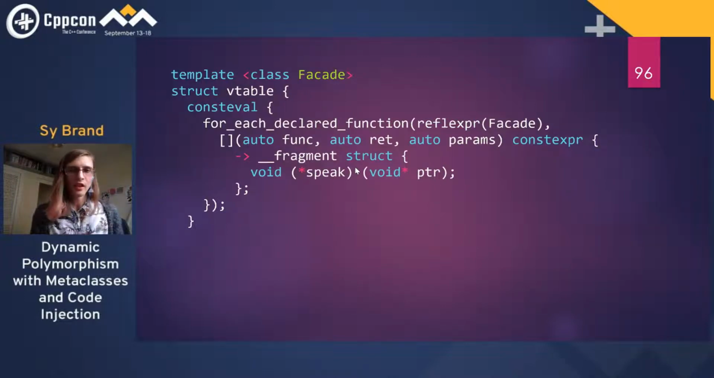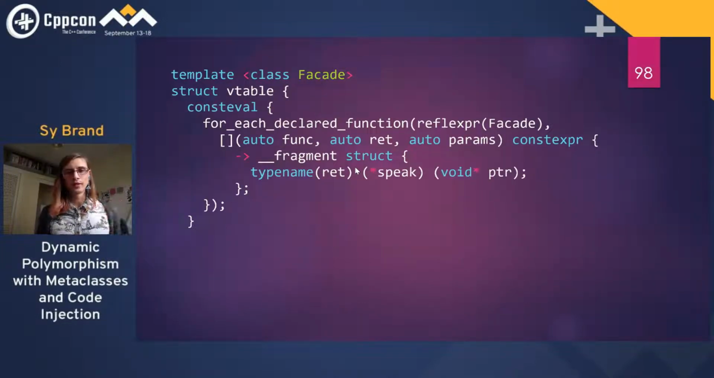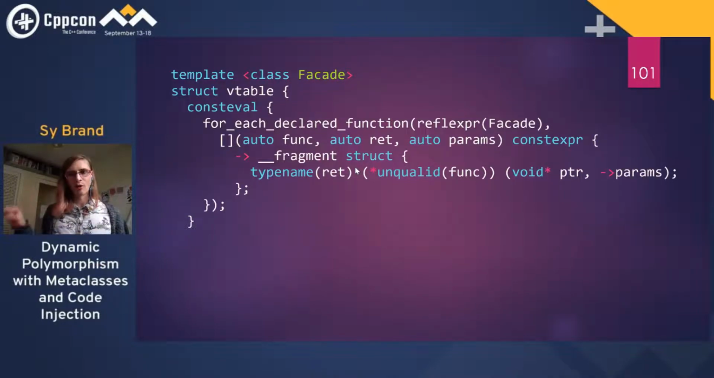So I want to inject a class fragment with that function pointer type. And now, similarly to earlier, I'm going to slowly transform this function pointer type into the generic version. First, we want to change our return type into the type name of the return type for the function which we're reading. We want to change the name to the name of that function. And we also want to inject any additional parameters. So if speak took some other parameters, then they would end up injected in here.